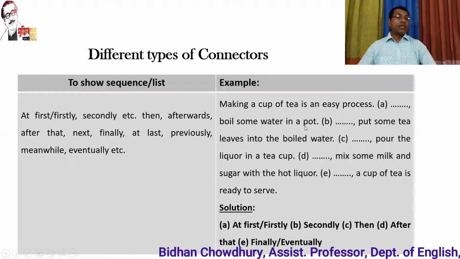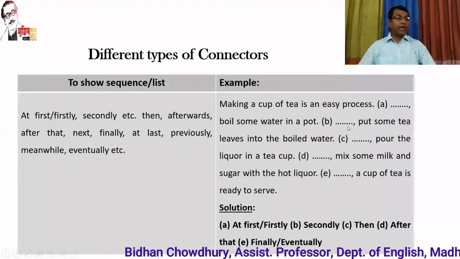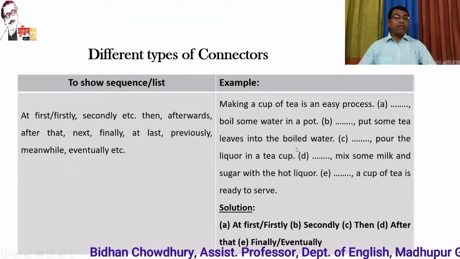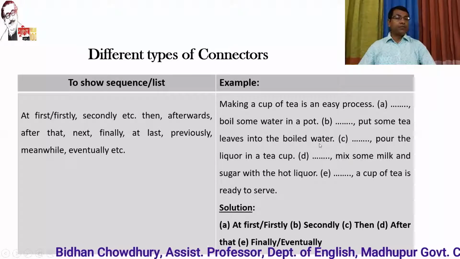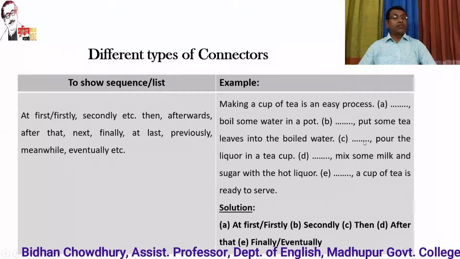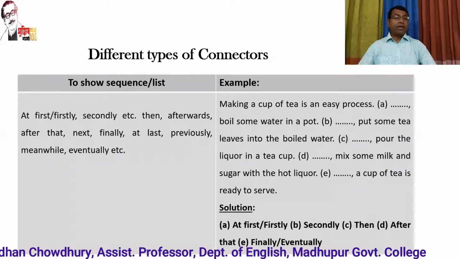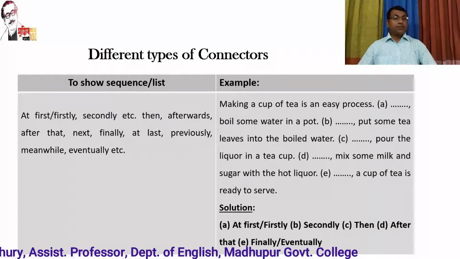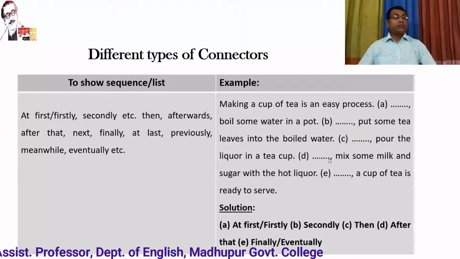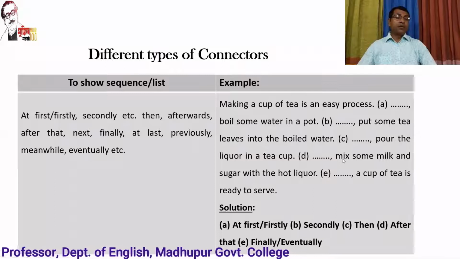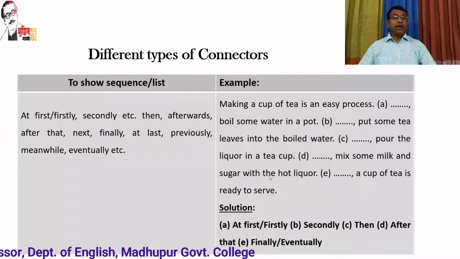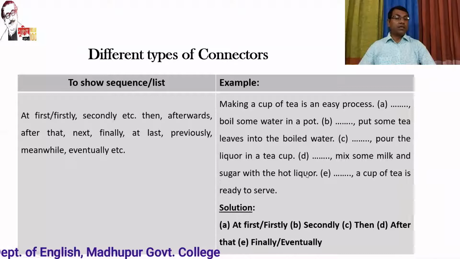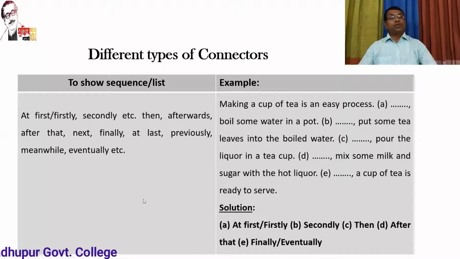Boil some water in a pot, again a gap. Put some tea leaves into the boiled water. Then once again we have a gap here. Pour the liquor in a teacup. Again a blank here. Mix some milk and sugar with the hot liquor. And last of all, another gap here. A cup of tea is ready to serve.